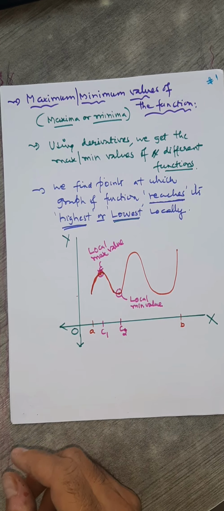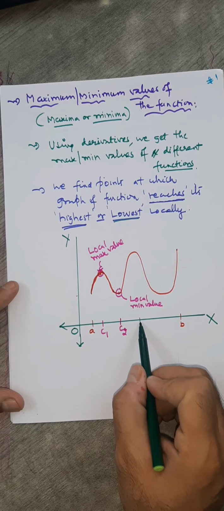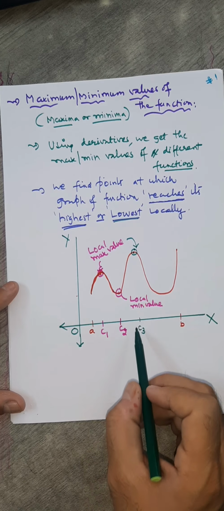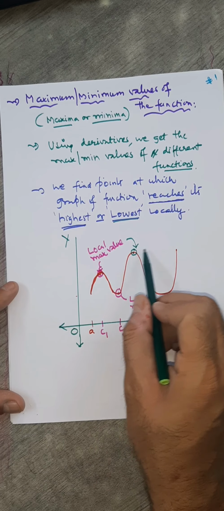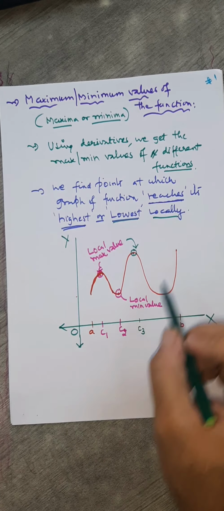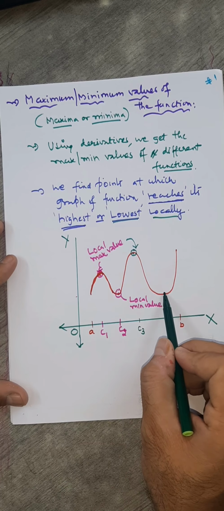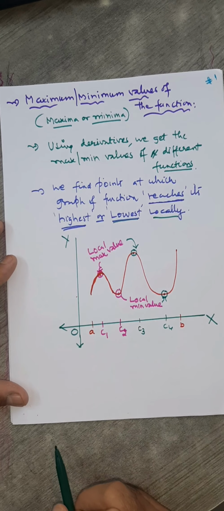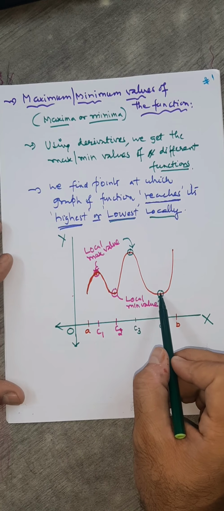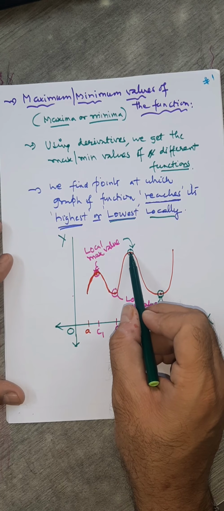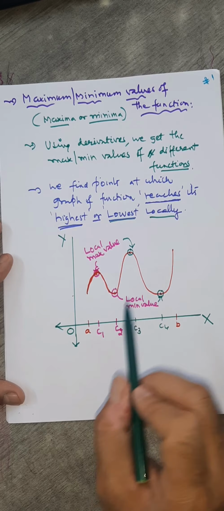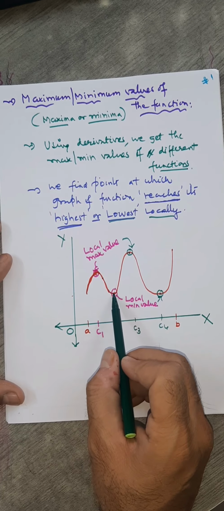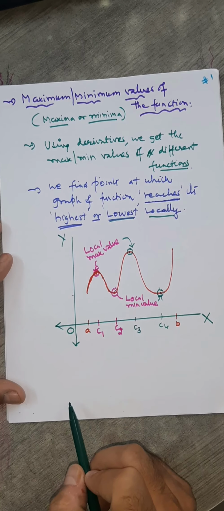Same way, what about this? If I call this C3, for example, here, this is again local maximum value in the small region, it may not be highest in the entire domain. So we use the word locally or local. What about this? If I call this C4, then here also function has a local minimum value. This is the lowest point in the graph. This is the highest point. In the sense of locally means what? Not in the entire graph. In small portion it attains the maximum. Here it attains the minimum.